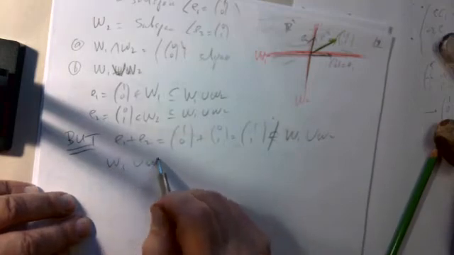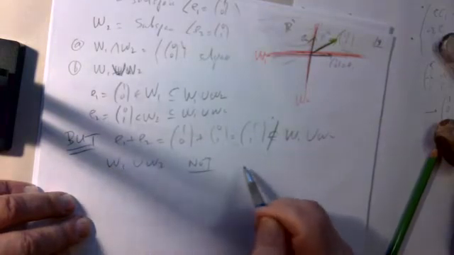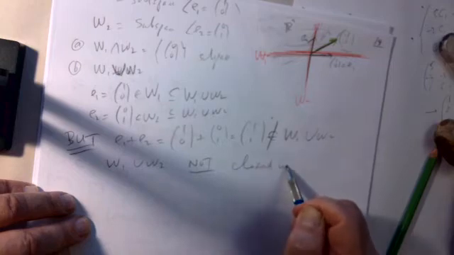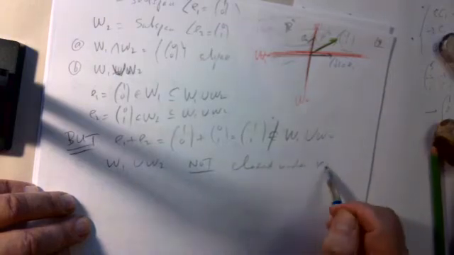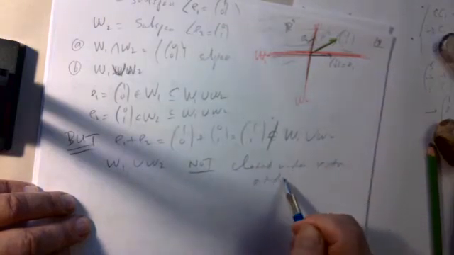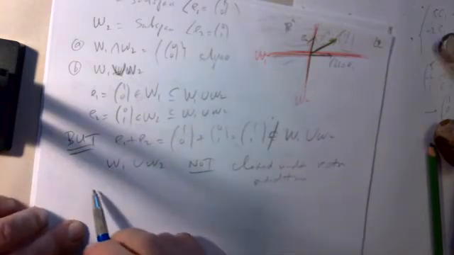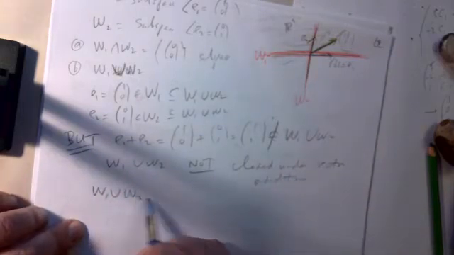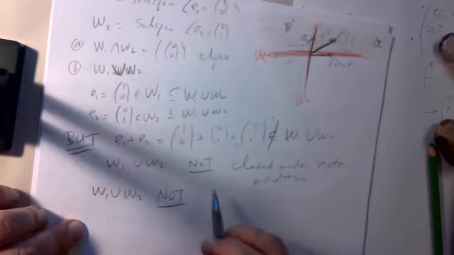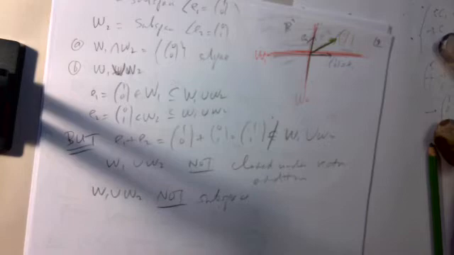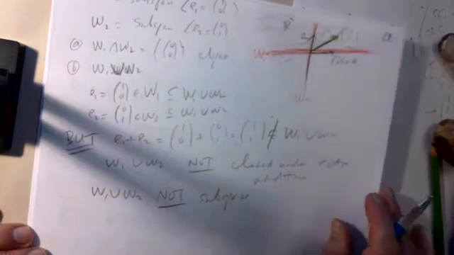So W1 union W2 is not closed under vector addition. So W1 union W2 is not a subspace. So that's a proof of that.